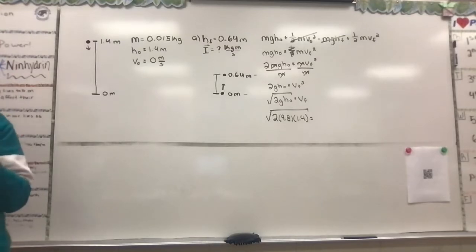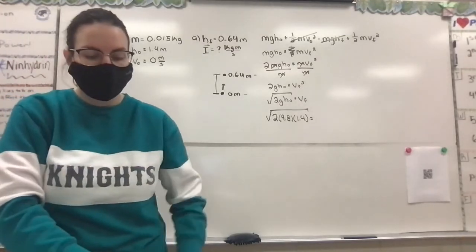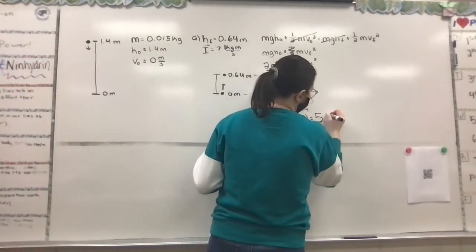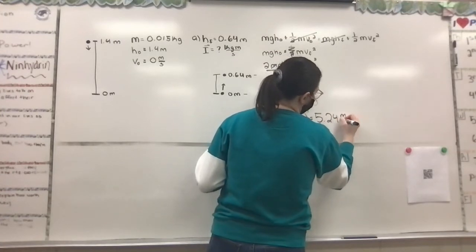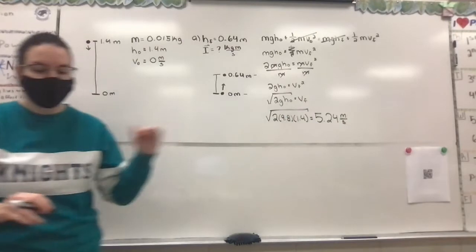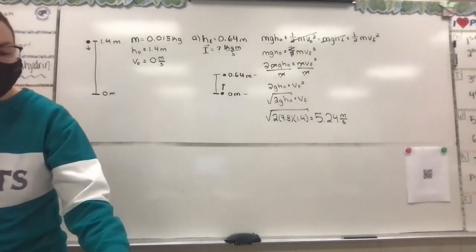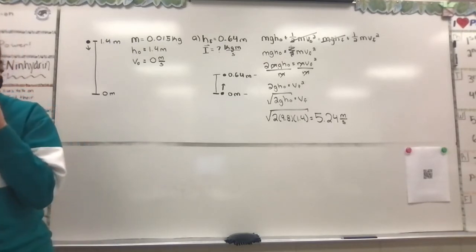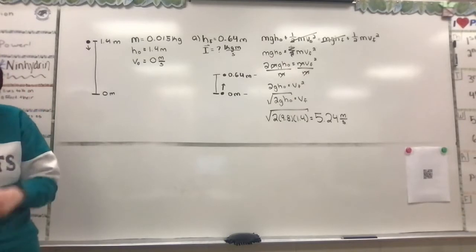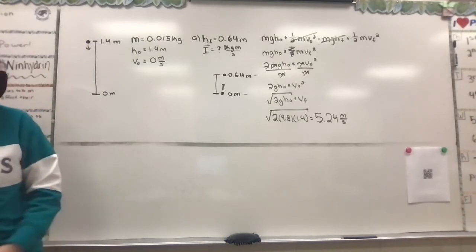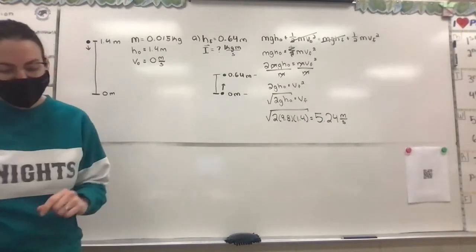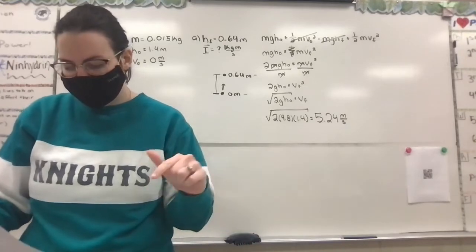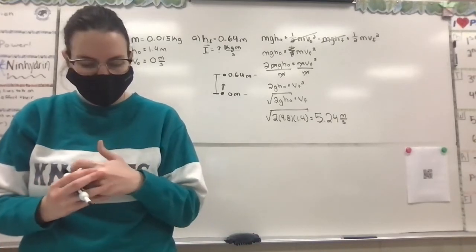So can somebody tell me what our velocity is right before we hit the ground? 5.24? 5.24 what? Meters per second. Okay? So that's going to be our velocity right before we hit the floor. Okay? So now that we have that, we're going to want to figure out what our velocity is at a height of 0.64. Okay?